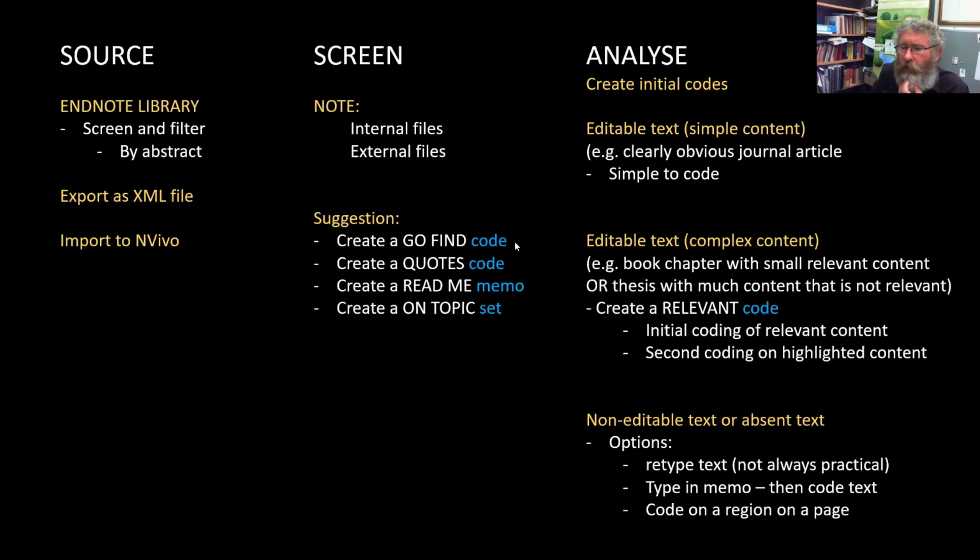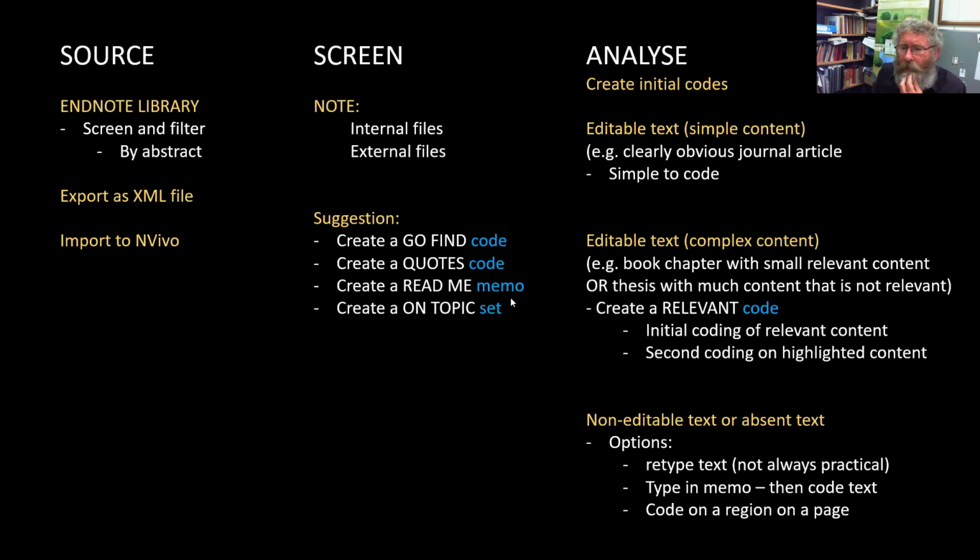The go find code. So if there's something that you need to go and check out later, you've highlighted what that is that you want to check out. Perhaps a code for quotes. It may be that there's something just wonderful there. So in addition to coding it for its content, you might just want to make a note that here's a quote that I think I will be able to use in my write-up at some point. So these are just a little bit extra things to the side to help make your writing easier.